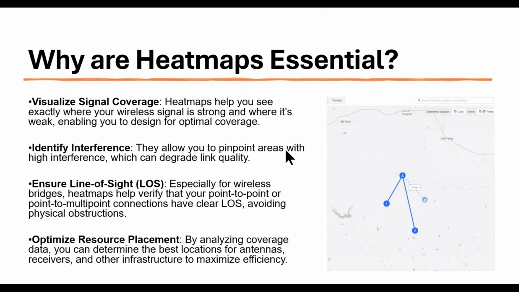So why are heat maps essential? First, visualize signal coverage. Heat maps help you see exactly where your wireless signal is strong and where it's weak, enabling you to design for optimal coverage. Second, identify interference. They allow you to pinpoint areas with high interference, which can degrade link quality, and ensure line of sight. This is very important, especially for wireless bridges. Heat maps help ensure that your point-to-point or point-to-multipoint connections have a clear line of sight, avoiding physical obstructions.